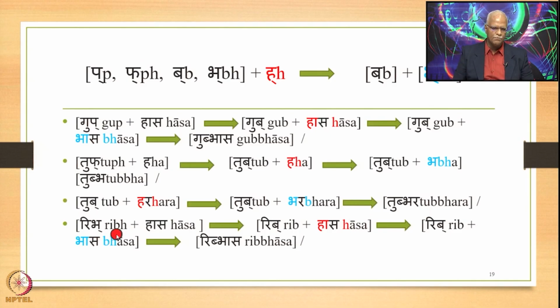And finally, ribh plus hasa. This bha is substituted by ba first by the application of the sutra Jhalam Jashonte. So we'll have rib plus hasa. Then this becomes an input for Jhayo Ho Nyatarasyam, which substitutes this ha by the purva savarna of ba, which is bha in this case. So we'll have rib plus bhasa, that is ribbhasa as the output generated. This is optional, so the other optional output generated would be ribhasa.